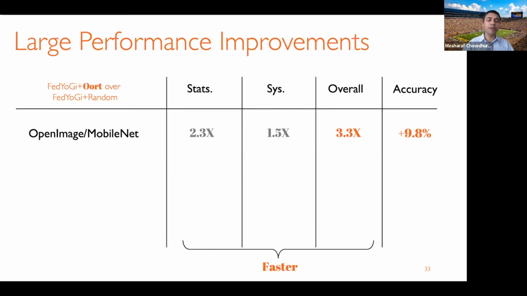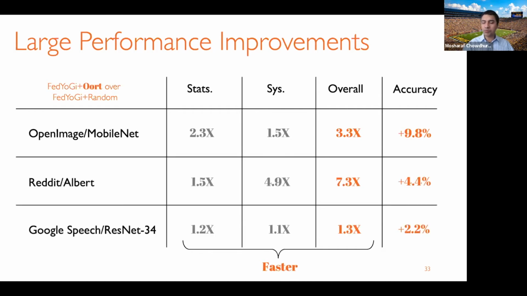The numbers for FedProx with random and with Oort are similar, and they're in the paper. And this is not just for CV models. We have also tried it with NLP models and speech models. In all of these cases, we have seen varying levels of improvement, but significant improvement across a lot of different workloads and datasets, both in terms of how fast we can get to the target accuracy, but also how much higher accuracy we can achieve.